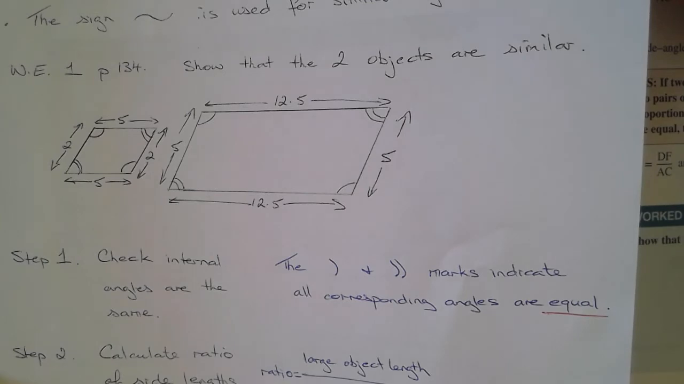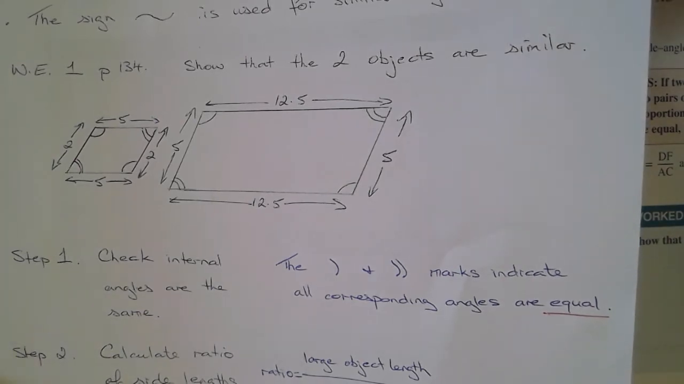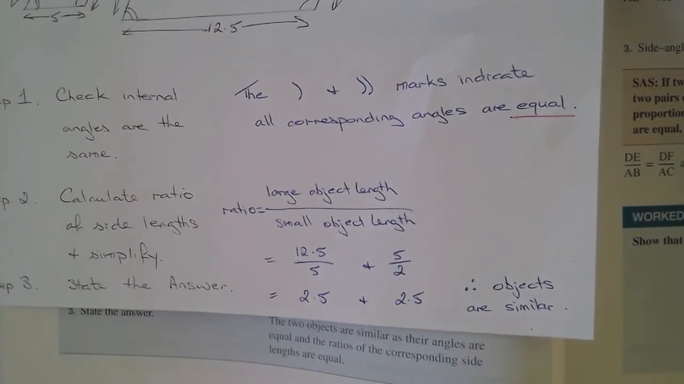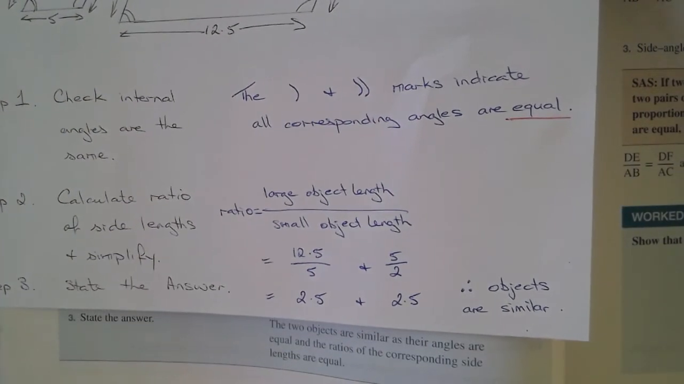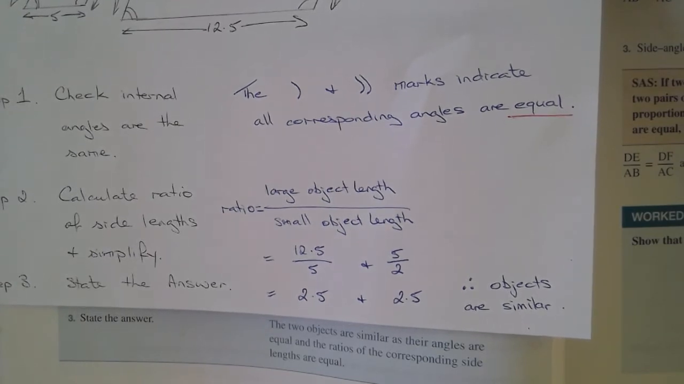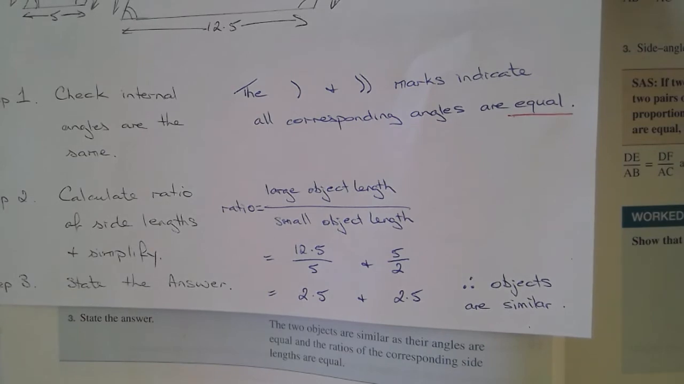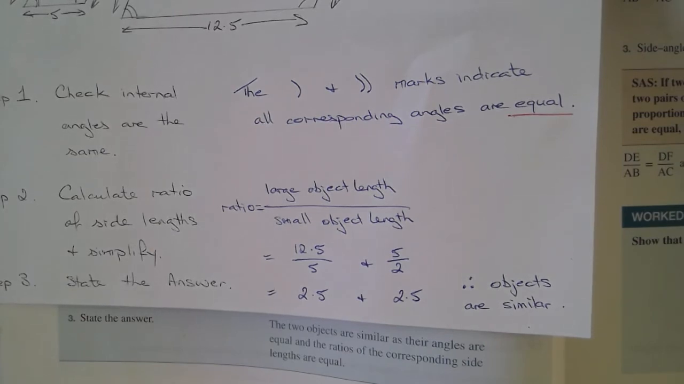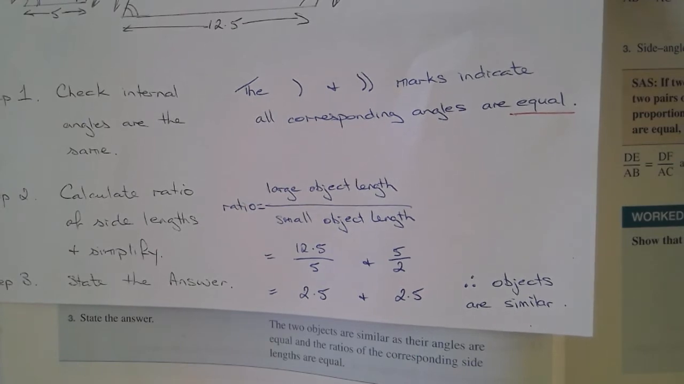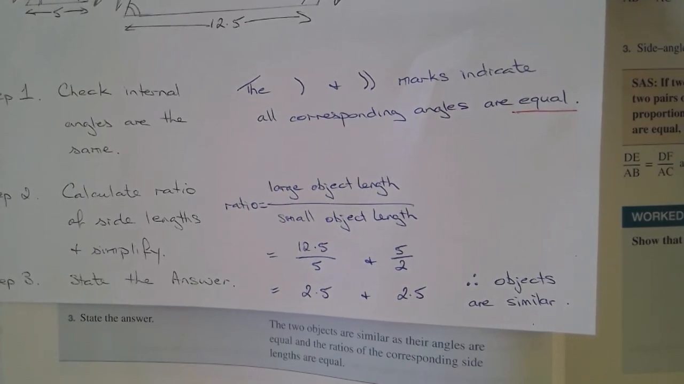All blue coloured notes you need to add to your notes. Step 2. Calculate the ratio of the side lengths and then simplify your ratios. Ratio is equal to the large object length divided by the small object length. When we look at the two figures, that's going to be 12.5 over 5 and 5 over 2. Simplified down, both ratios come to 2.5. Therefore, the objects are similar.